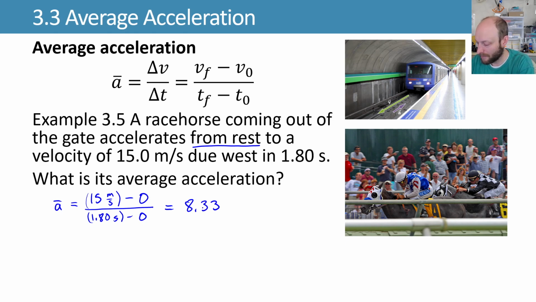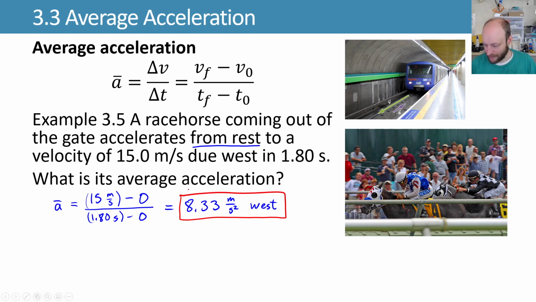If I can read my handwriting. The units on this are meters per second squared. So that means on average, we're speeding up by 8.33 meters per second every second. Now this is an acceleration, so we need a magnitude and a direction. The direction will be the direction of that initial velocity, which is westward. So that's the average acceleration.